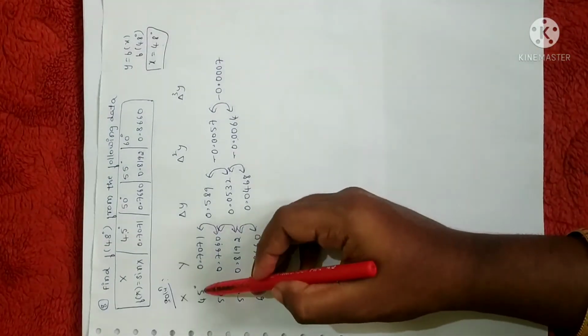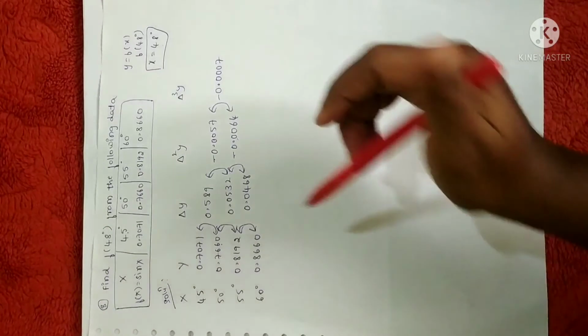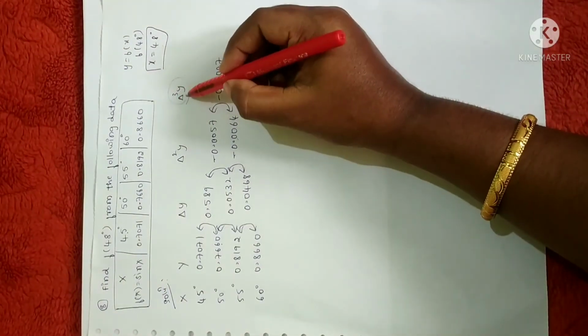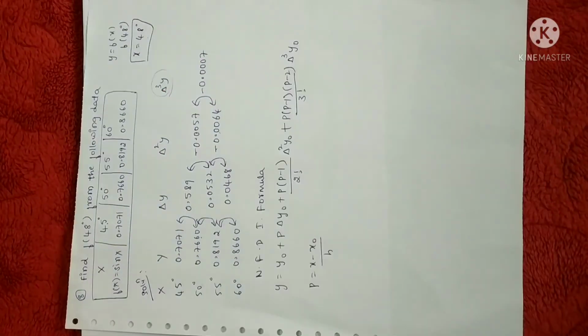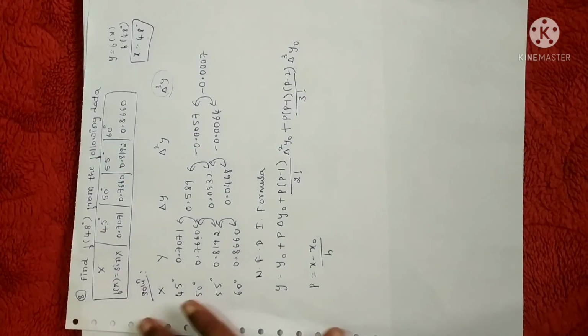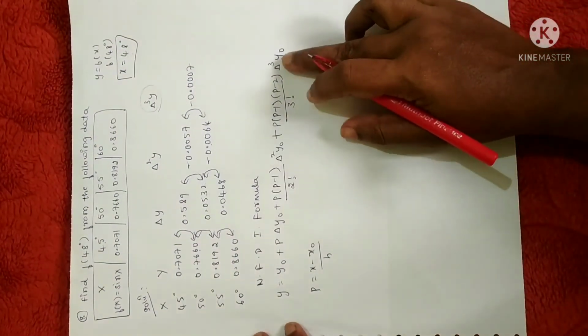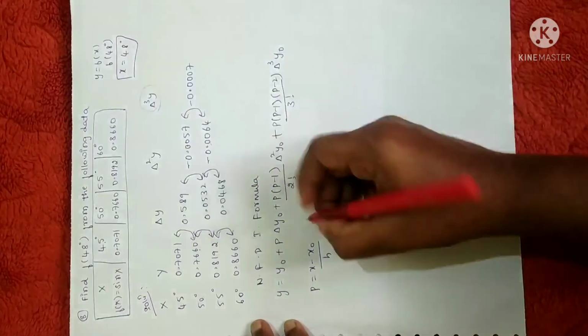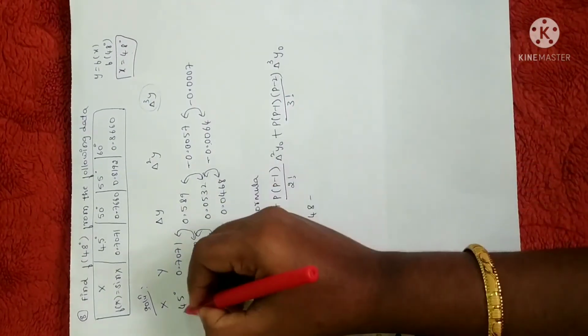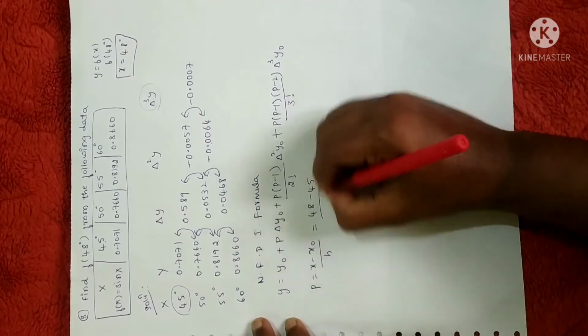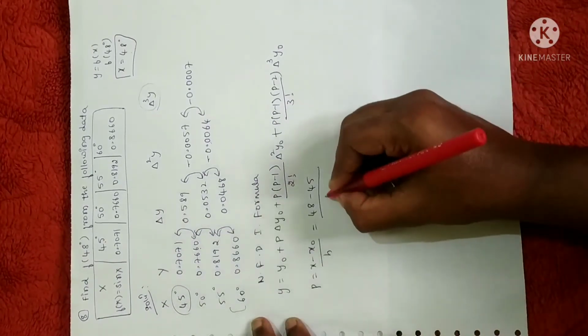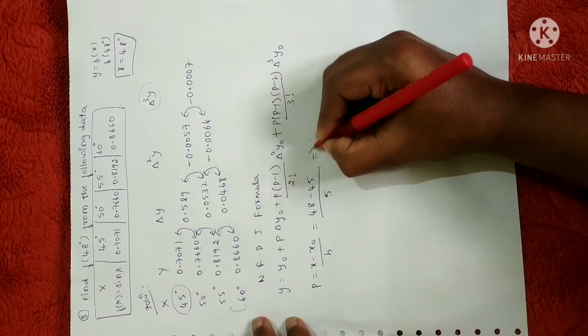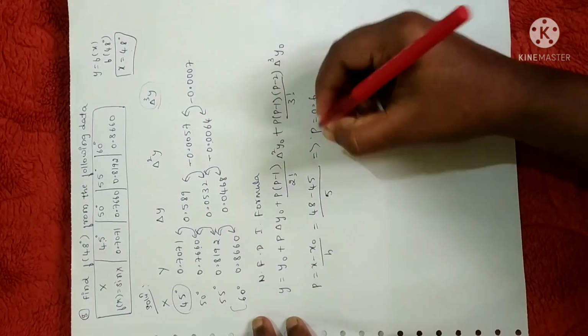So how many terms we have? 1, 2, 3, 4. So you have to write 4 terms, or we have to write the formula up to del cube y term. So let me write the formula. So here is the formula which contains up to del cube y, and I have written the formula for p as well. So x is 48 minus x naught, the first value, that is 45, divided by h, the common difference, clearly it is 5. So if you simplify, you will get p as 0.6.